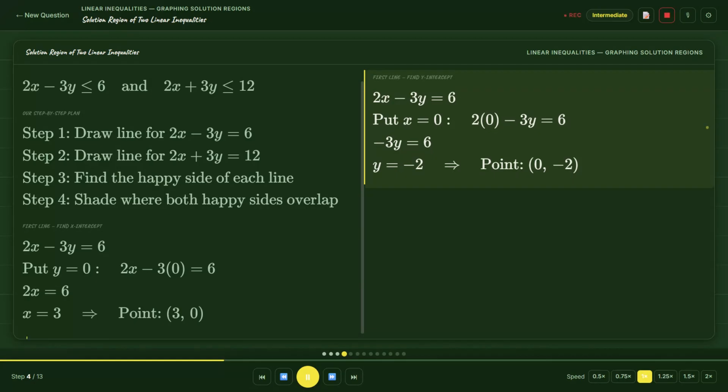Now put in x equals 0. We get negative 3y equals 6. Split into equal parts by 3 and we get y equals negative 2. That gives us the point 0, negative 2.